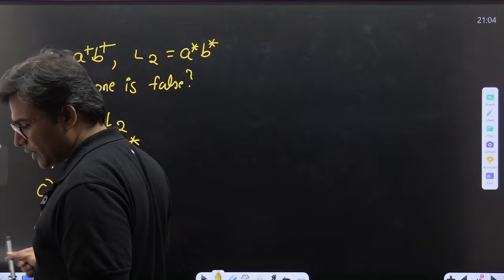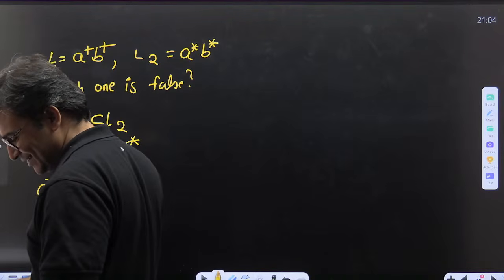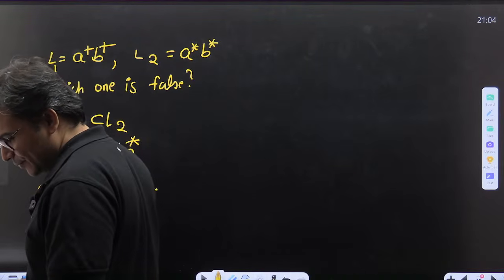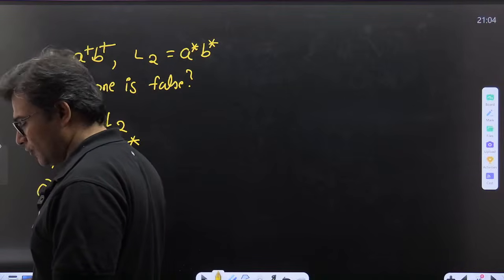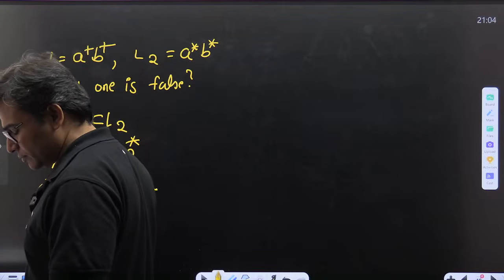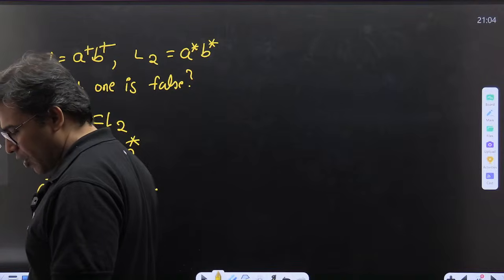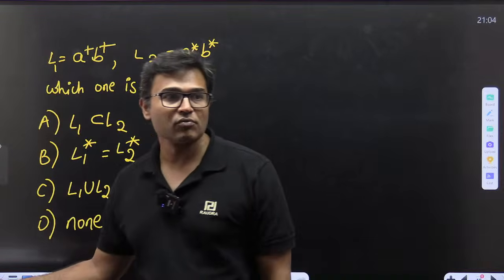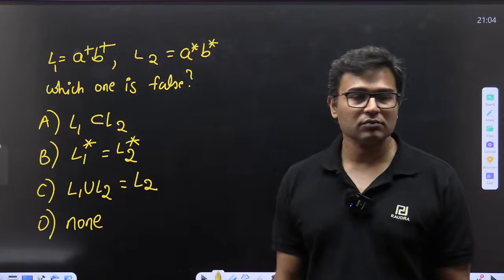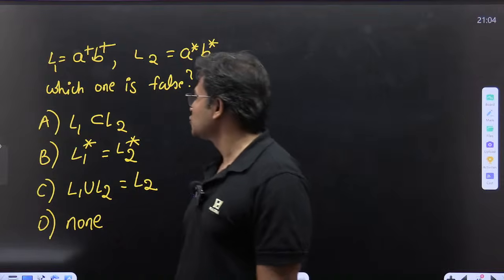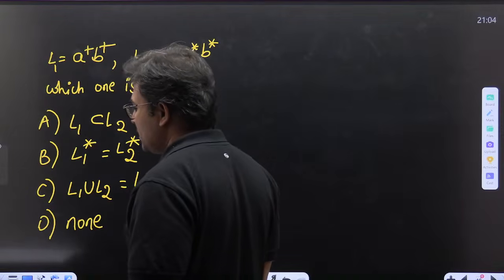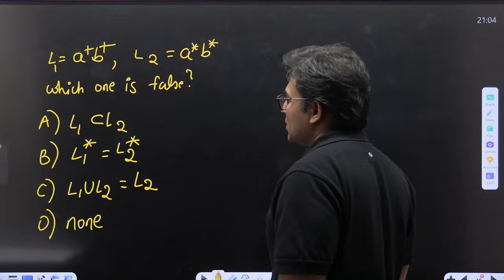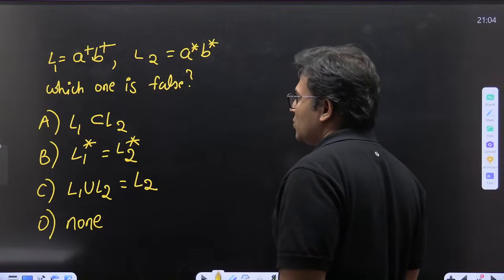Oh, need a break, huh? Who is this? Subrat, okay. After this question, I'll give you some break, okay? Trupti is saying B, L1 star equal to L2 star.